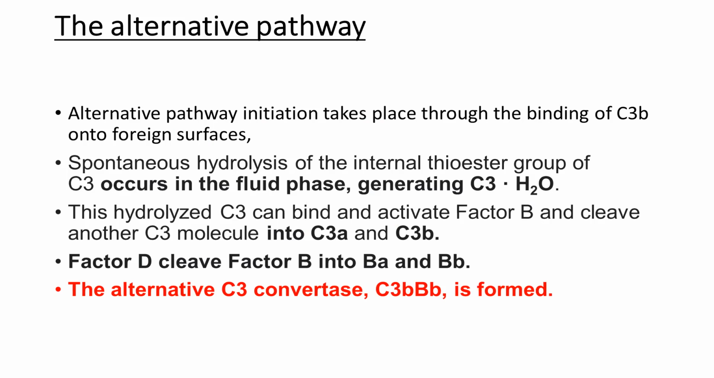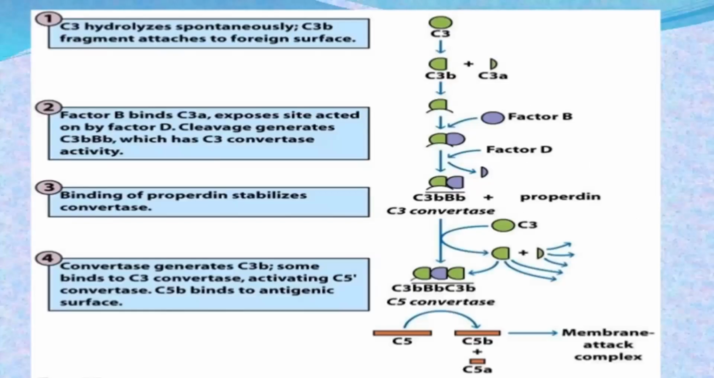The factor D cleaves the factor B into Ba and Bb. The alternate C3 convertase enzyme is formed, which is known as C3b-Bb. This is the C3 convertase enzyme. This is the whole structure of the alternate pathway, how it's happening.